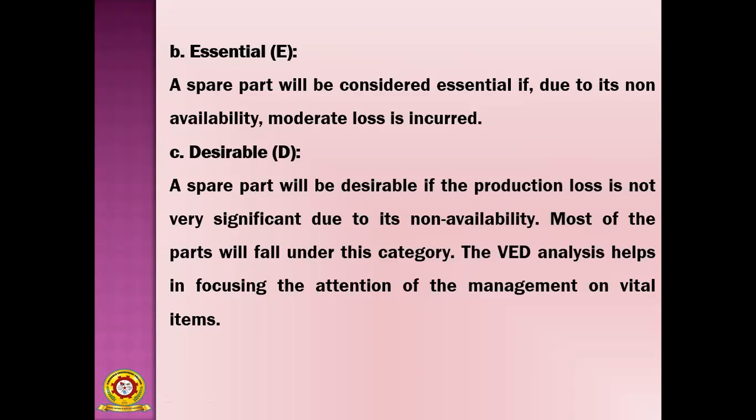A spare part will be considered essential if, due to its non-availability, moderate loss is incurred. That means medium loss, not high loss. That part will be considered essential. So E. And third one, D, desirable. A spare part will be desirable if the production loss is not very significant due to its non-availability. Most of the parts will fall under this category. Is there any loss?